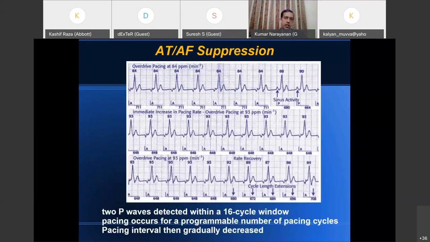So this is one example of how a particular suppression algorithm may work. Here you can see in the top panel that atrial pacing is going on at a particular rate. You can see these little different looking P waves. Now, the patient's own atrial rate speeds up and a couple of intrinsic P waves are detected. And once the couple of intrinsic P waves are detected, the device immediately increases its atrial pacing rate and then goes back to forcing atrial pacing. So many of these features are programmable, and there will be some different nuances in how different variations of this algorithm work.